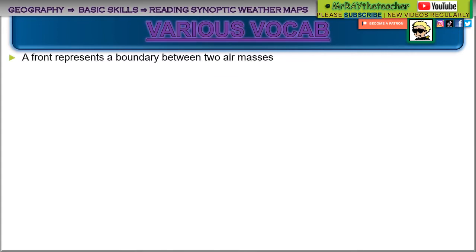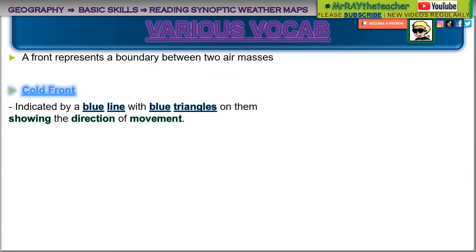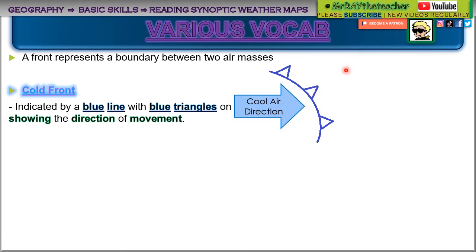So some more vocab. A front represents a boundary between two air masses. There's a cold front that's indicated by a blue line with blue triangles on them. Just think about icicles, and it's showing the direction of movement. So see that one there? The cool air is following there, and it's going in where those spikes, those icicles are pointing. And just in case I said it wrong, cold front.